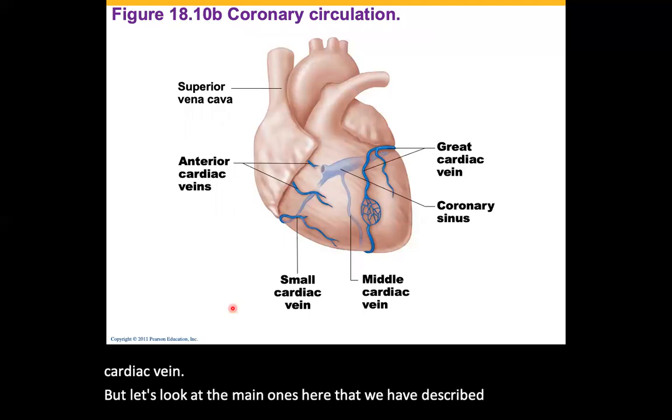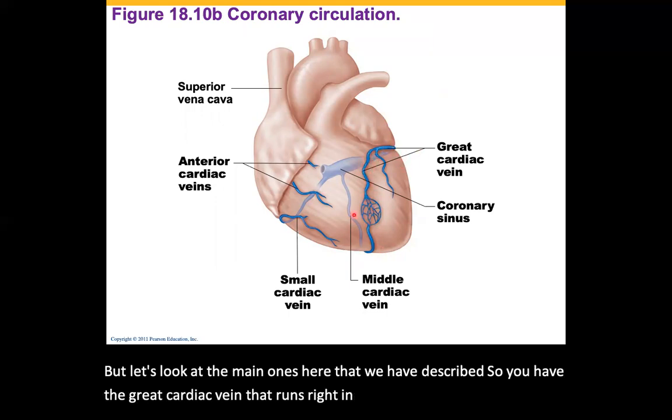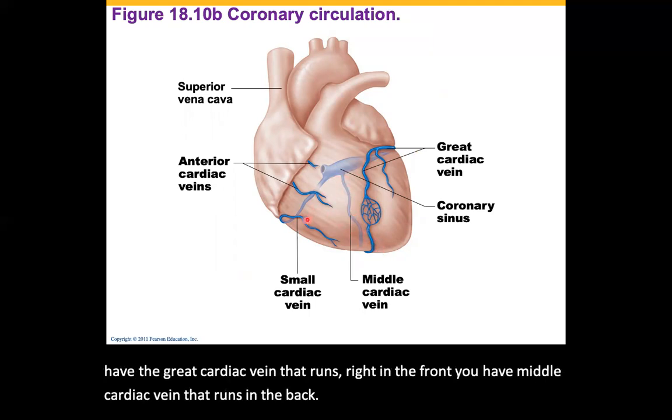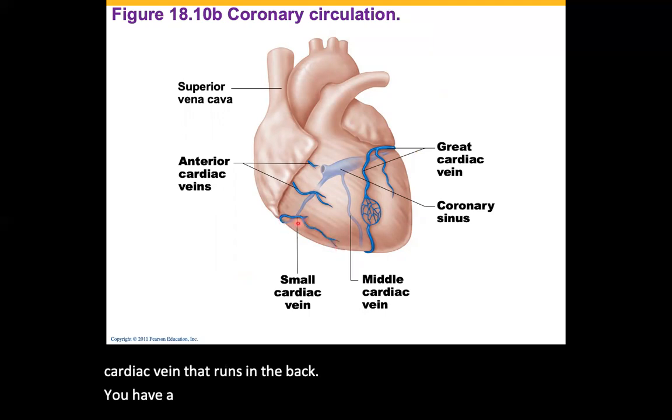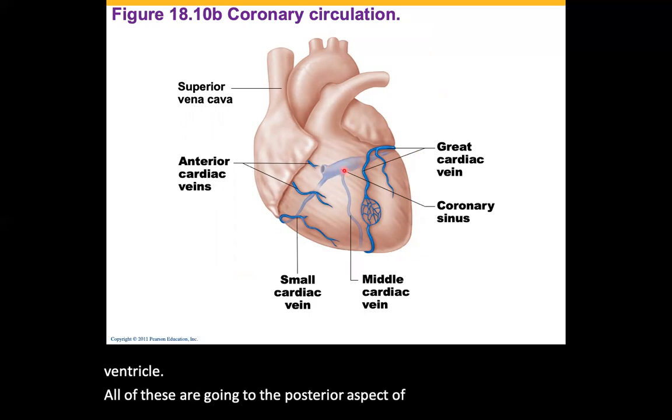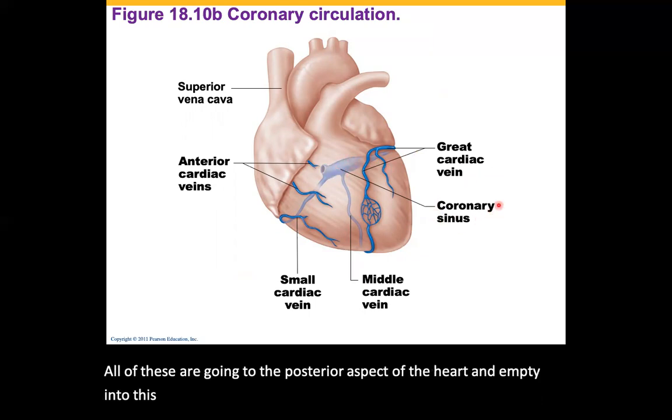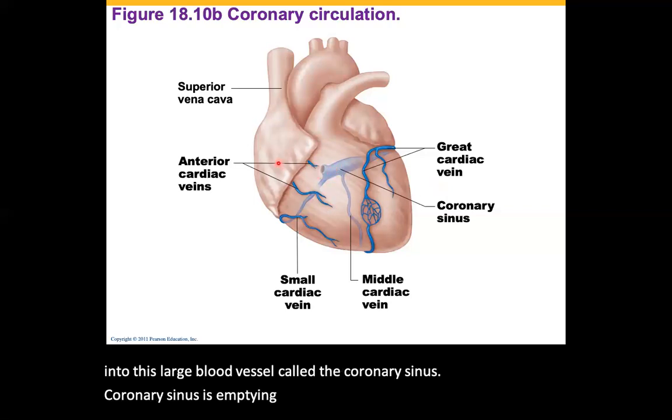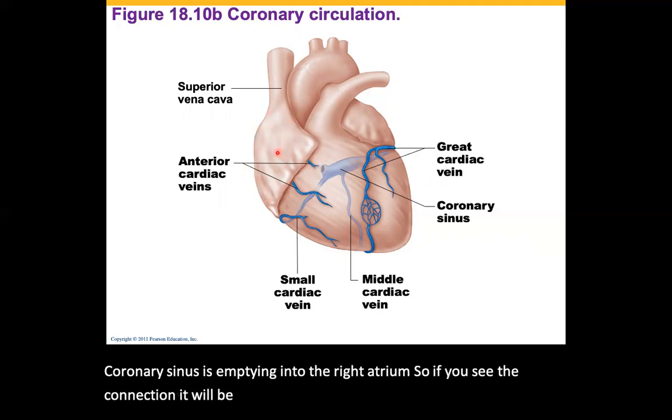So you have the great cardiac vein that runs right in the front. You have the middle cardiac vein that runs in the back. You have a small cardiac vein that runs on the surface of the right ventricle. All of these go to the posterior aspect of the heart and empty into this large blood vessel called the coronary sinus. The coronary sinus empties into the right atrium. So if you see the connection, it would be releasing blood into the right atrium.